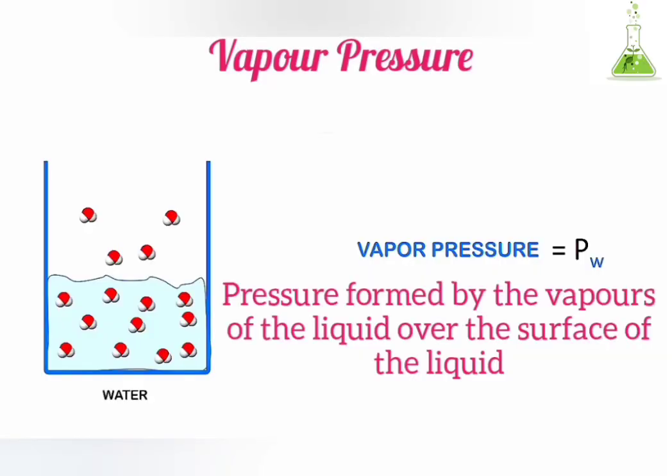The pressure formed by the vapors of the liquid over the surface of the liquid is known as its vapor pressure. Here we can see that when the water evaporates, the molecules escape to the gaseous phase and there they exert a pressure on the surface of the liquid as well as the walls of the container.